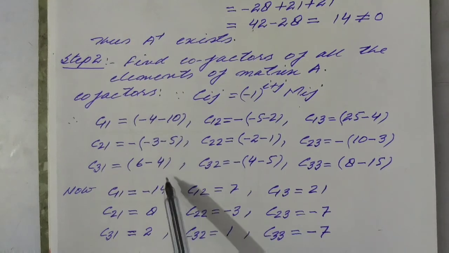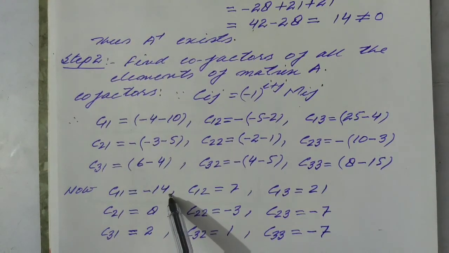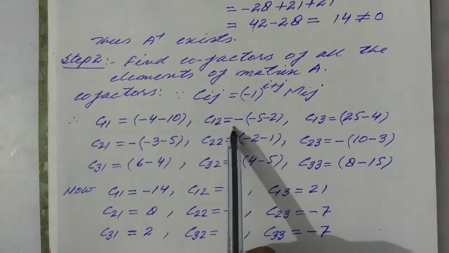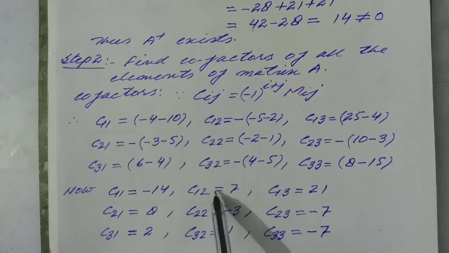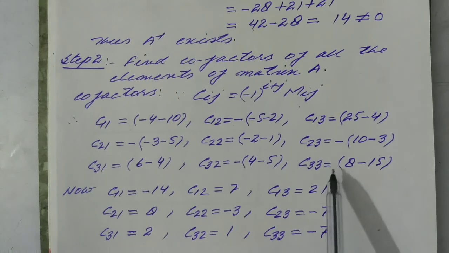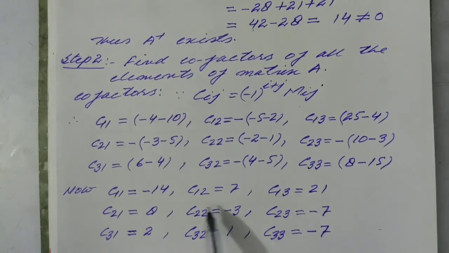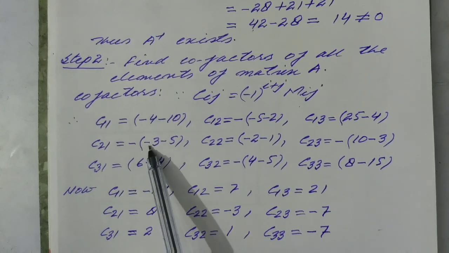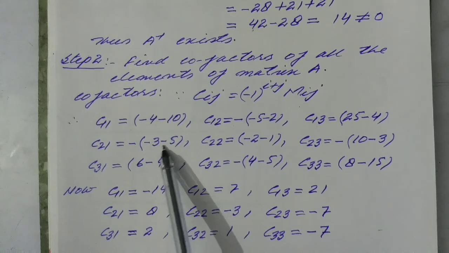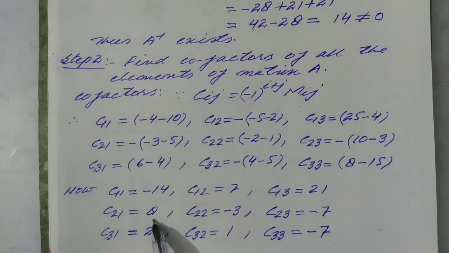So simplifying this, C11 is equal to minus 4, minus 10, that is minus 14. C12 is equal to minus 14, minus 7, and minus into minus is plus, so we get 7. Next, C13 is equal to 21, and C21 is equal to minus 3, minus 5, that is minus 8, minus into minus is plus, so we get plus 8.